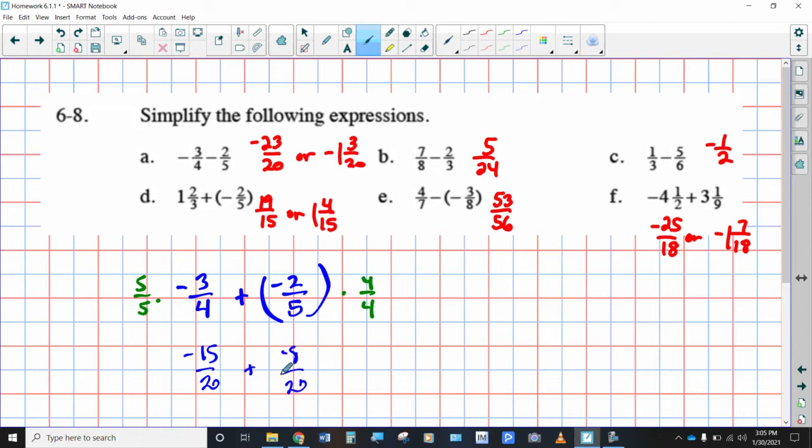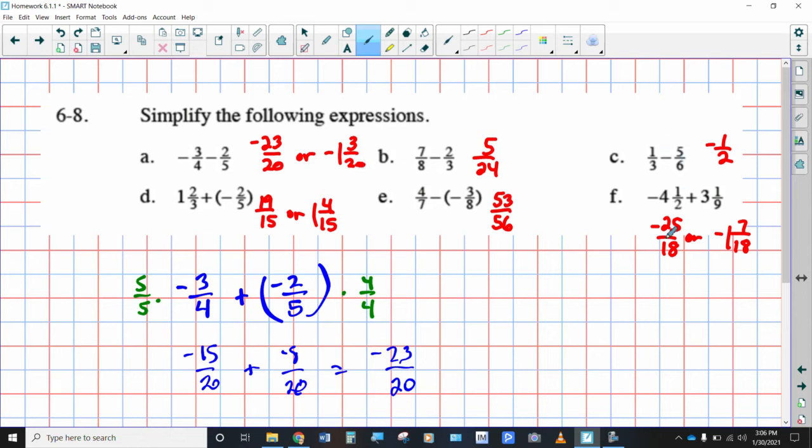And now when you add those together, negative 15 plus negative 8 is negative 23, and you keep your denominator. That's your final answer. If you choose to rewrite it as a mixed number, you may. How many 20s fit into 23? One of them with a remainder of 3, so it's negative 1 and 3/20.